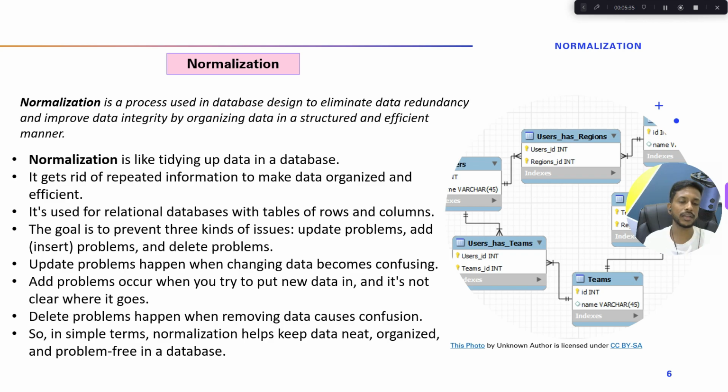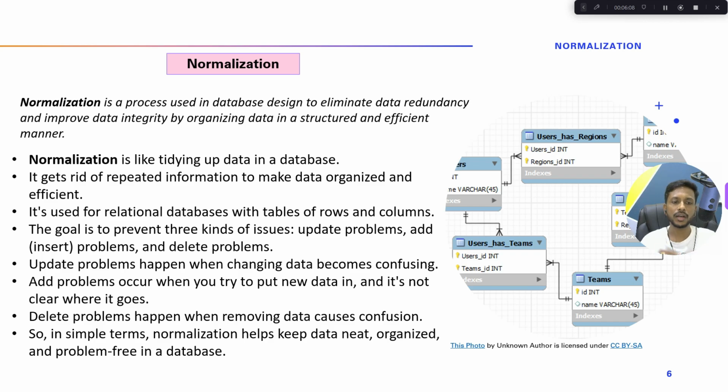So just now we have understood, theoretically, that updating or deleting any record in the previous scenario, in the denormalized state of the table, is very difficult. Whereas in the normalized state, it is very easy and very efficient. Update problems happen when changing data becomes confusing. So when the data is continuously changing, updating the data is a problem. Hence normalization is going to help you with that.